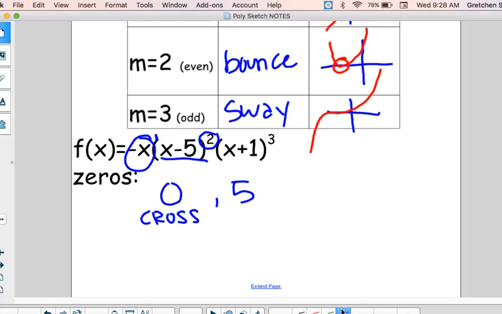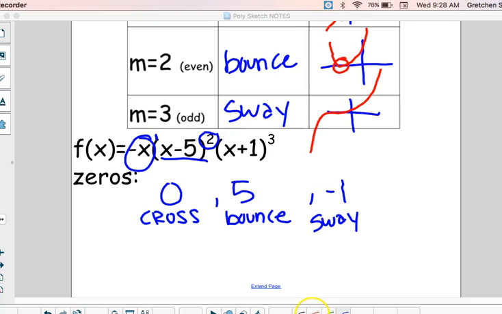Natalie said balance. Is she right? Yes. A multiplicity of 2, an exponent of 2, means it's going to bounce at that point. The last one, where does it touch the x-axis? -1. Since it has a 3, what will it do at that point? Sway through. So we're building up what this graph is going to look like.